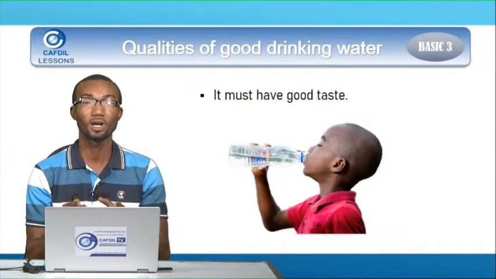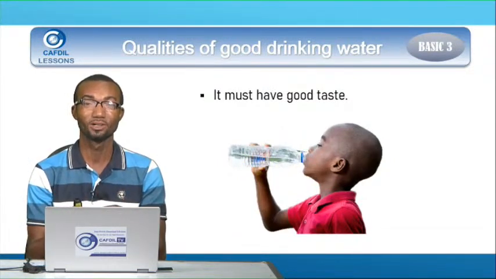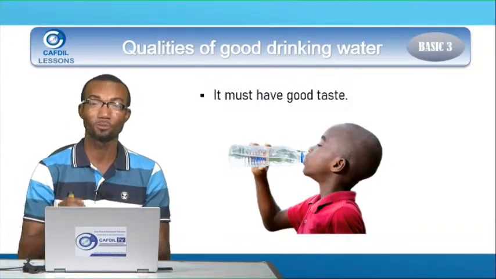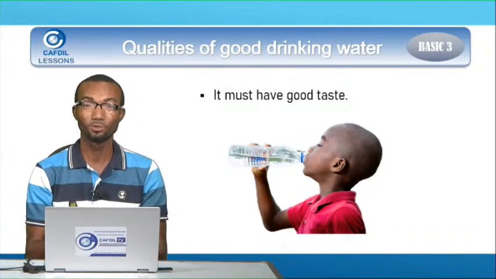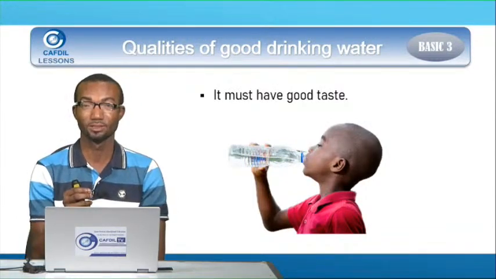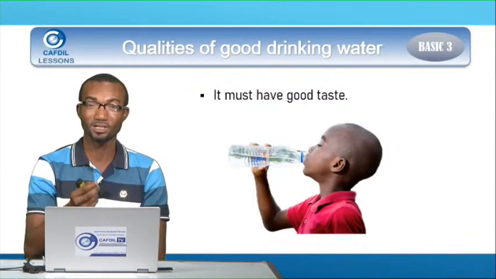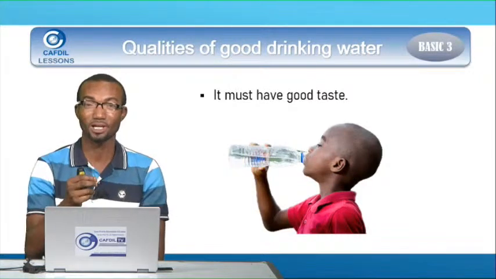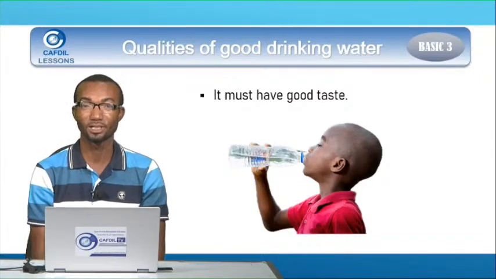Kate, if you close your eyes and I tell you to open your mouth and I drop some water inside your mouth, you will recognize that what I dropped is water. If it is Coke or Fanta, you also know that this is not water. This is a soft drink.